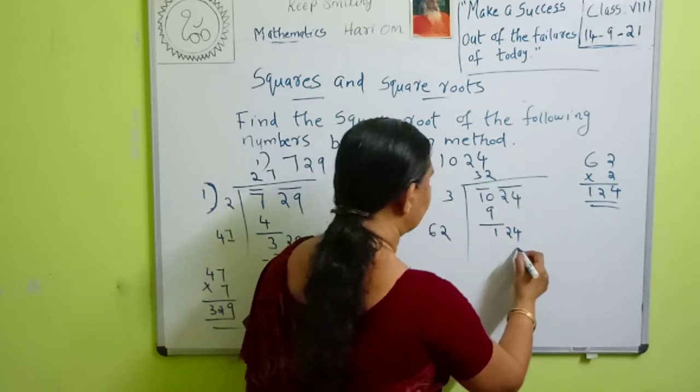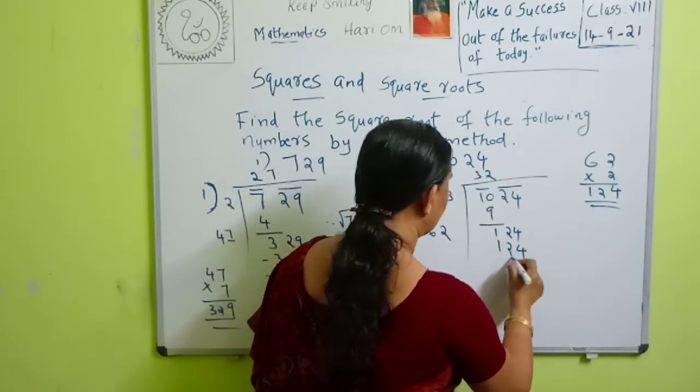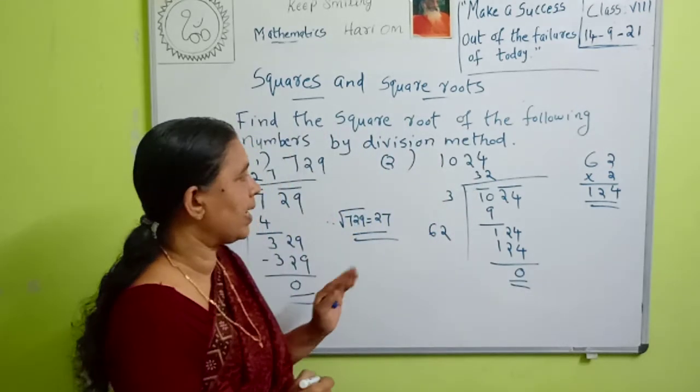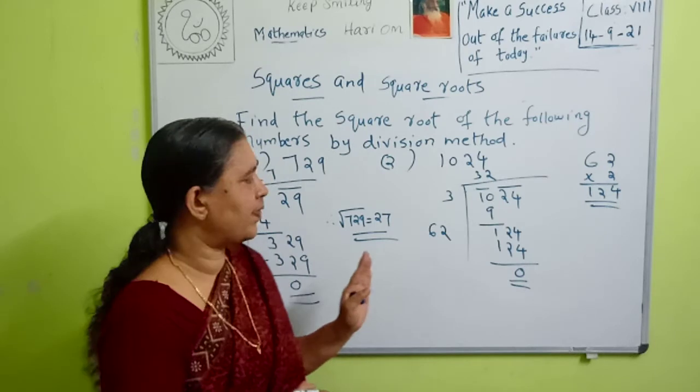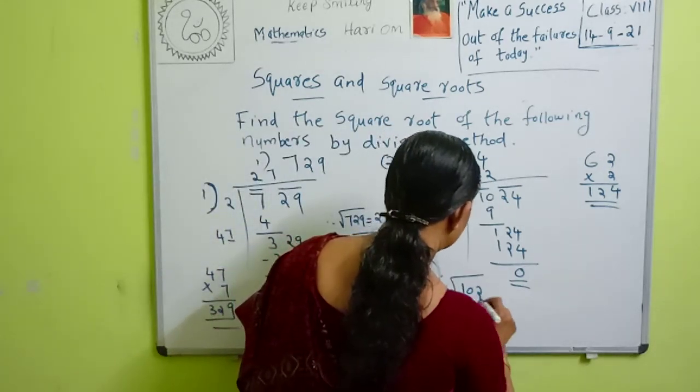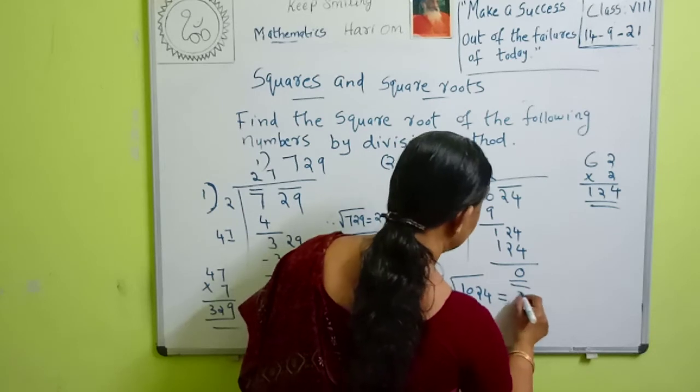Then 2 into 2 is 4, 2 into 6 is 12. What is the remainder here? 0. Then what is the square root of 1024? Therefore, square root of 1024 is equal to 32.